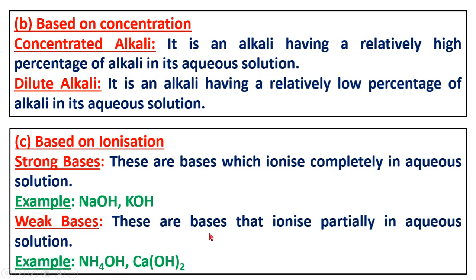Weak bases are bases that ionize partially in aqueous solution. For example, ammonium hydroxide, NH4OH, calcium hydroxide, Ca(OH)2. So these bases are partially ionized in a solution. So these are the examples of weak bases.